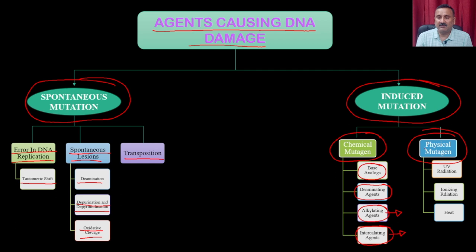Then you are also going to have the physical mutagens. Physical mutagens means the physical parameters that you are going to use. In that case, you are going to have UV radiations, ionizing radiations, and you are also going to have heat. These are the physical parameters which are going to cause the mutations. Now, let us first start with the spontaneous mutations, and then we will discuss the induced mutations.